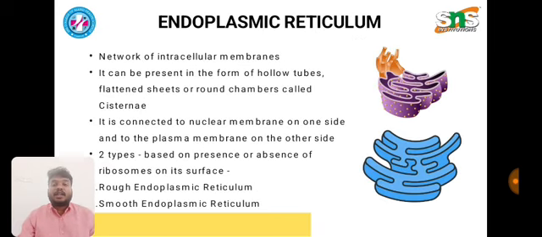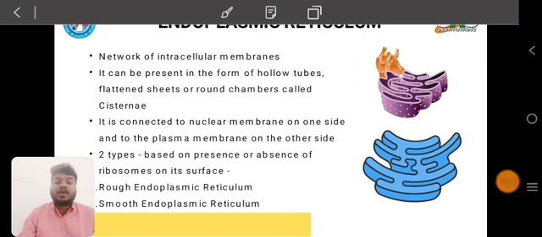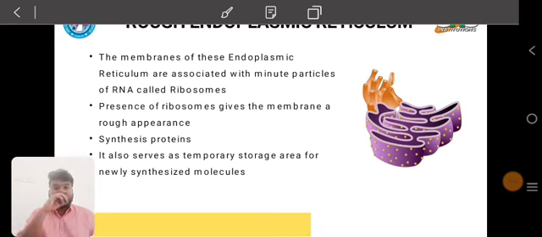The endoplasmic reticulum acts as a network of intracellular membranes. It can be present in the form of hollow tubes, flattened sheets, or round chambers called cisternae. You can see in the picture that it is connected to the nuclear membrane on one side and to the plasma membrane on the other side. There are two types based on the presence or absence of ribosomes on its surface: rough endoplasmic reticulum and smooth endoplasmic reticulum.